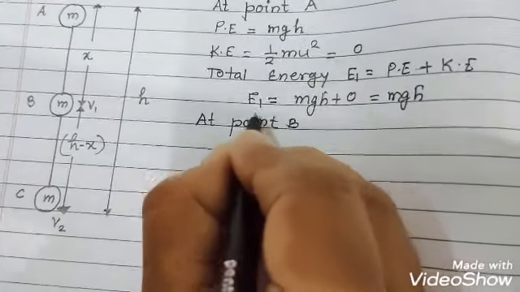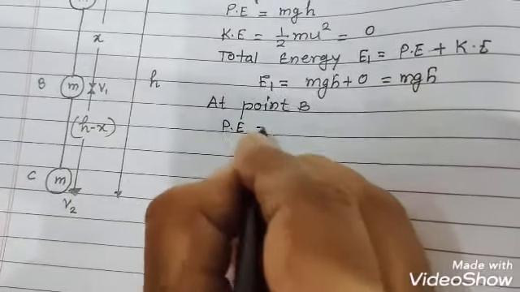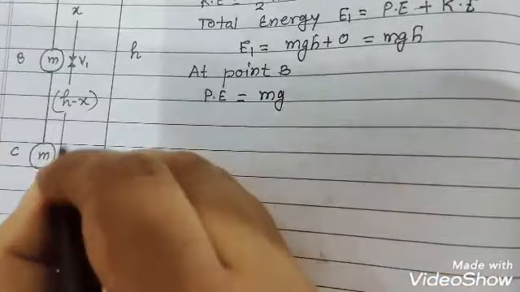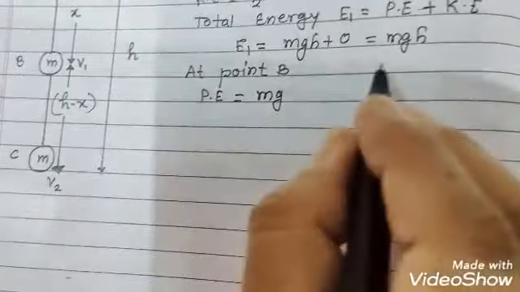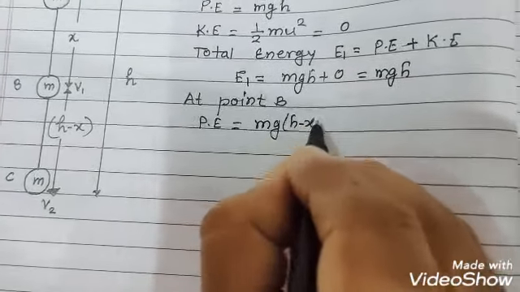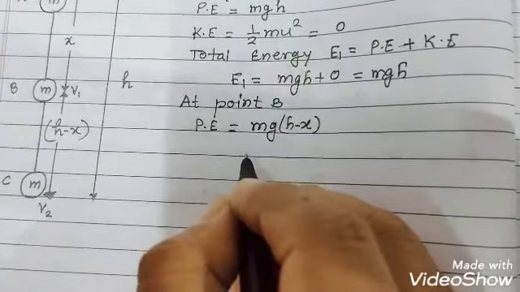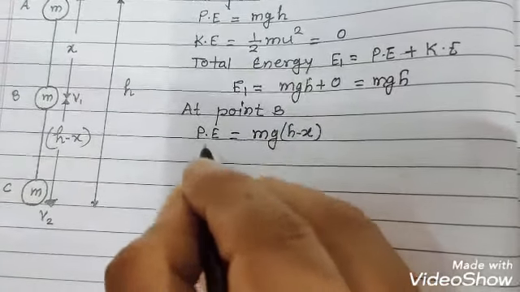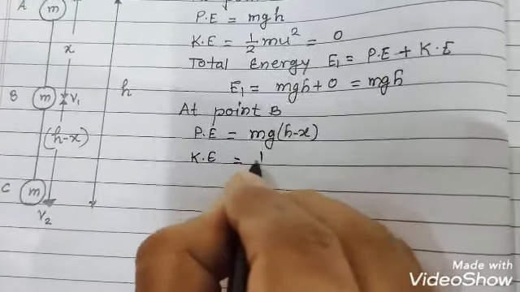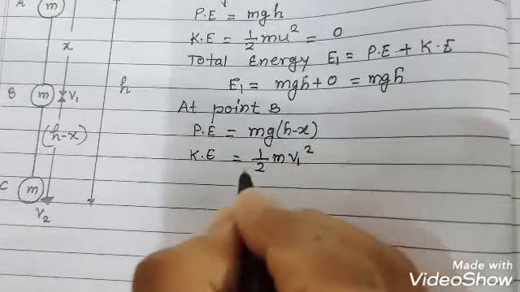At point B, potential energy is equal to mg times the vertical height from the ground, that is h minus x. So this is mg(h minus x). Now we'll see about the kinetic energy. The kinetic energy is half m v1 square.